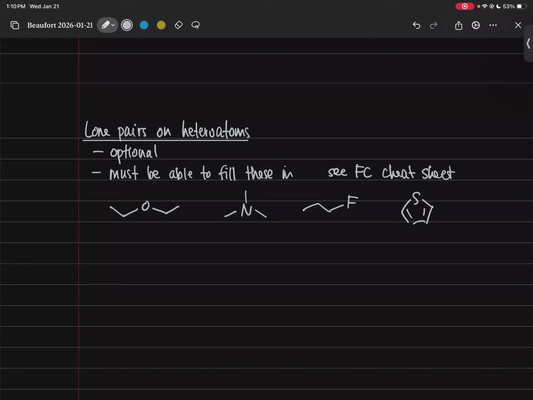So how many lone pairs do we need on the heteroatoms here? What about the oxygen? 2. Nitrogen? 1. Fluorine? 3. Weird, but the least important one because they're often not super involved in reactions. And sulfur?